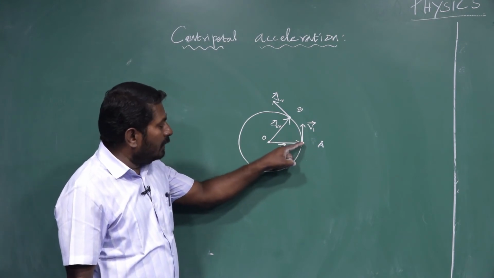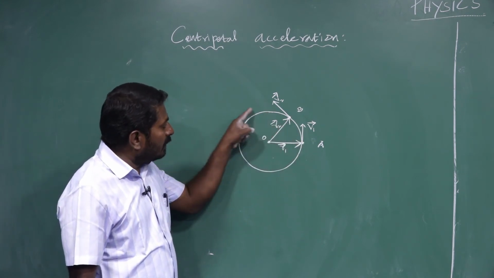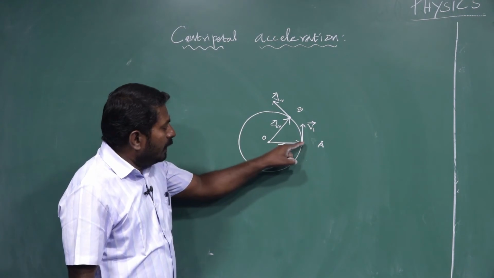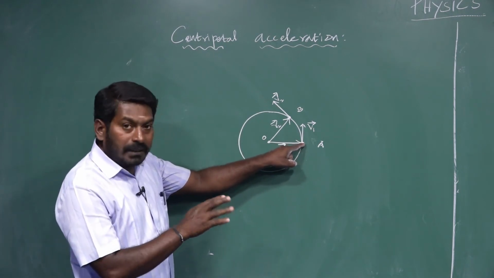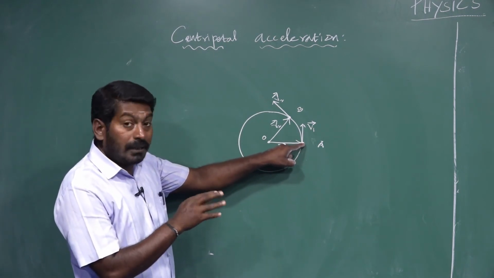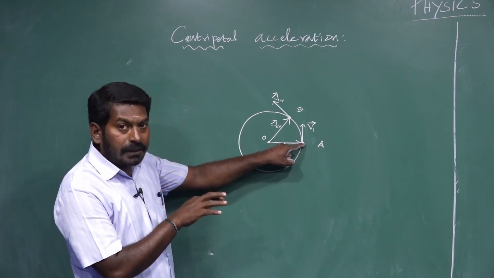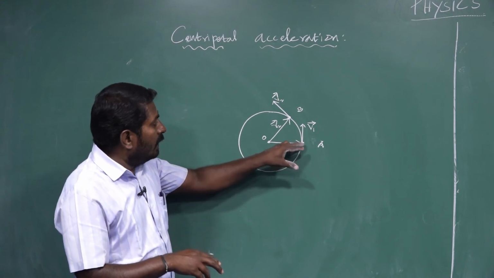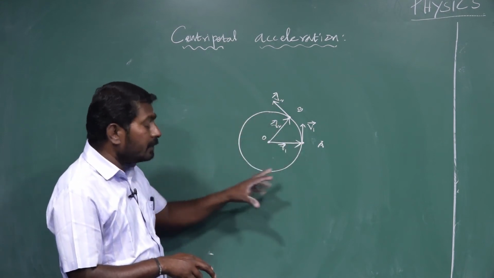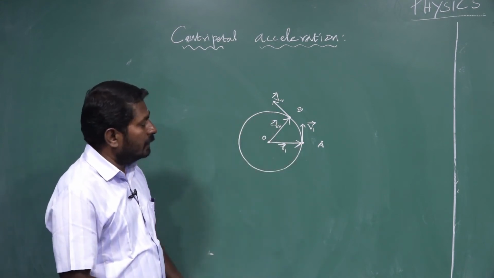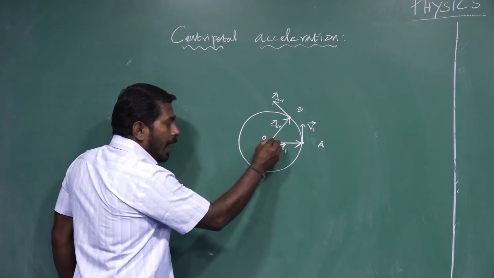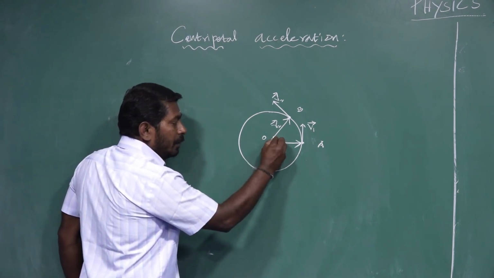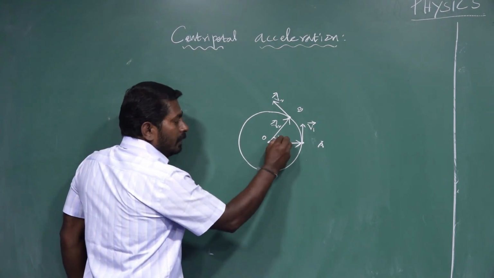If the point object is moving on the circumference of the circle, the velocity of the point object continuously changes, because the magnitude of velocity remains constant but the direction of linear velocity continuously changes. Hence, the velocity of the point object along the circumference of the circle continuously changes. The angle subtended at the center of the circular path is delta theta.